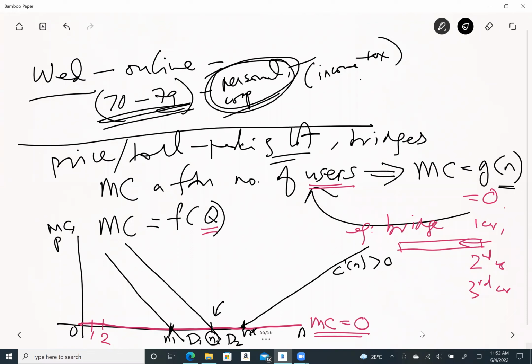And the marginal cost is still 0. So N2 is actually better off. Why? I can provide the public good with more users, but no external cost or congestion cost. Okay, all right. Now, for N2, I ask the same question. Is N2 optimum? Can we add more people without adding cost?